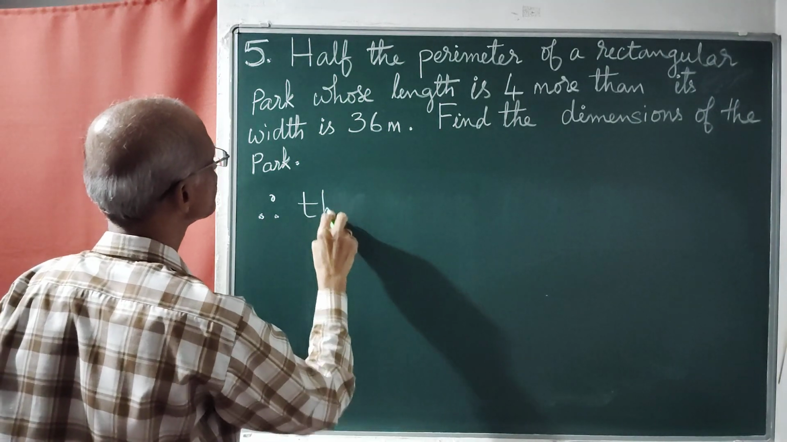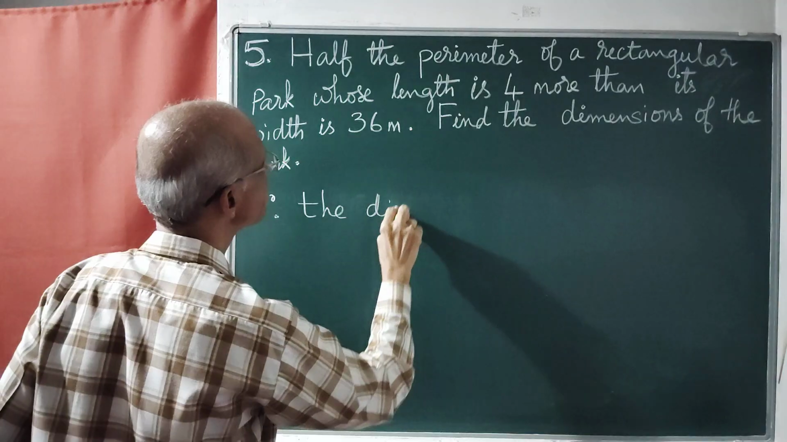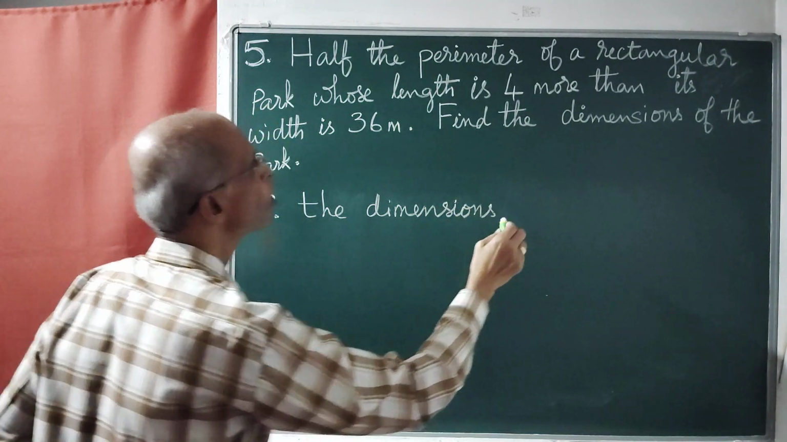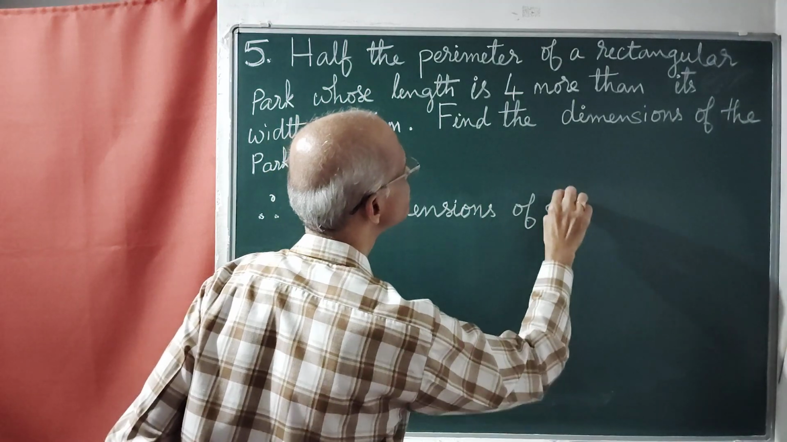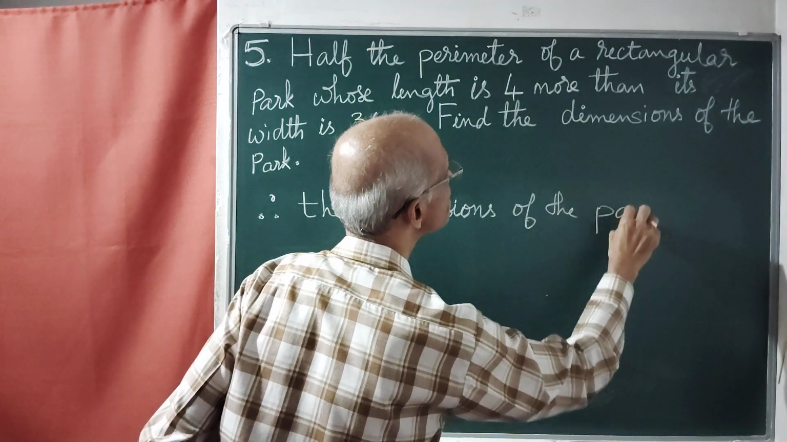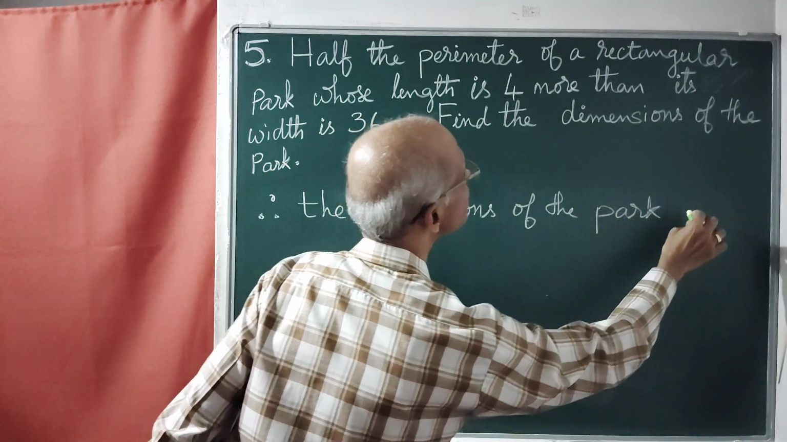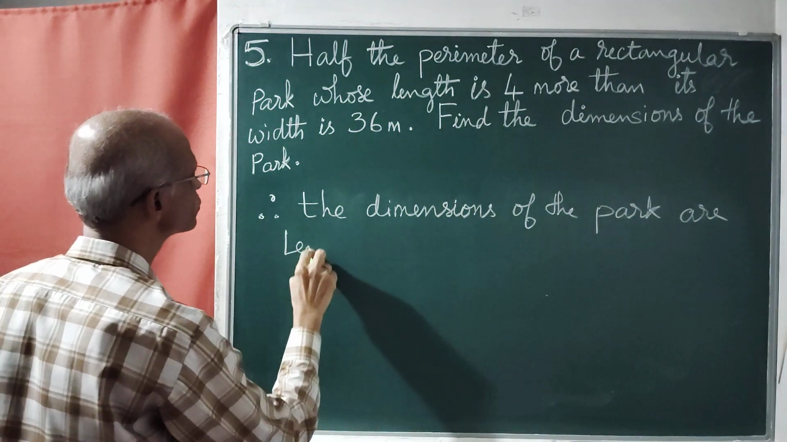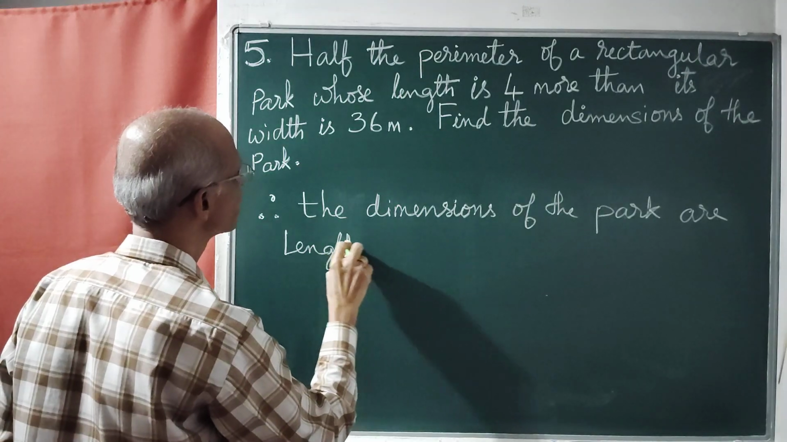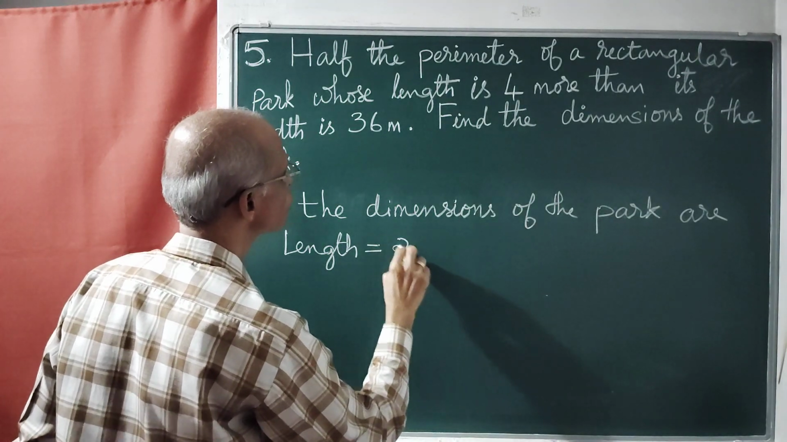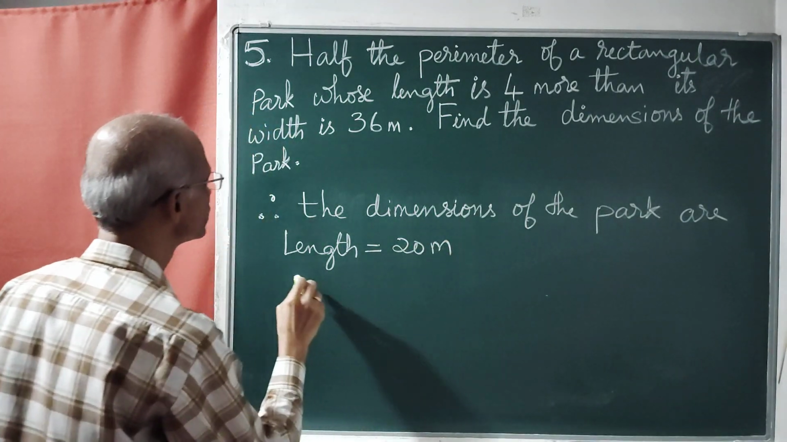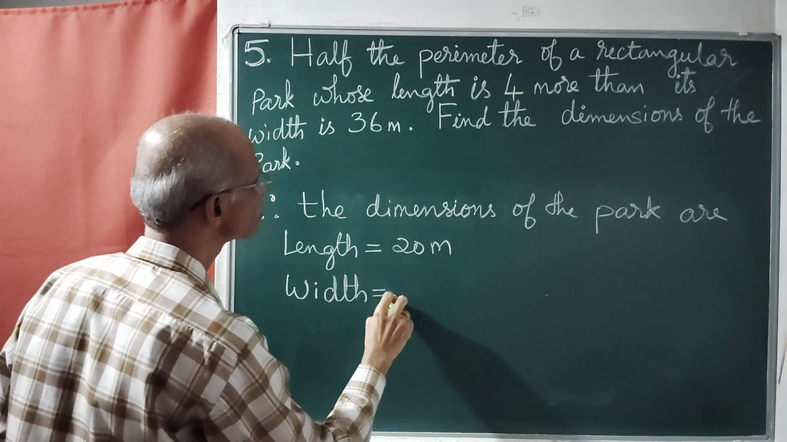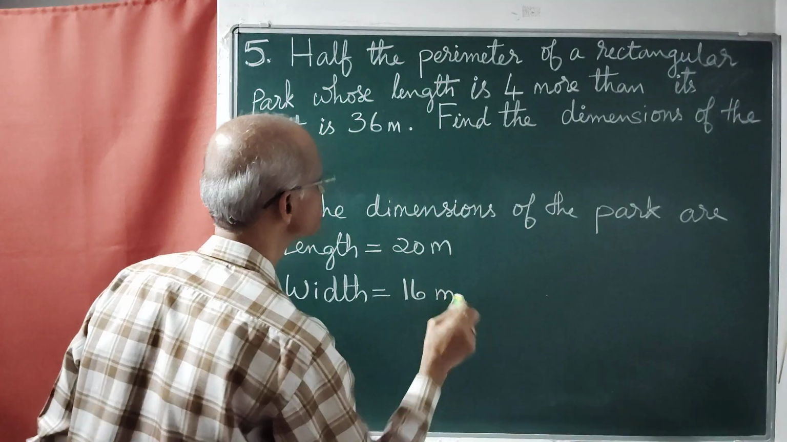Therefore, the dimensions of the park are: length equal to 20 meters, width equal to 16 meters.